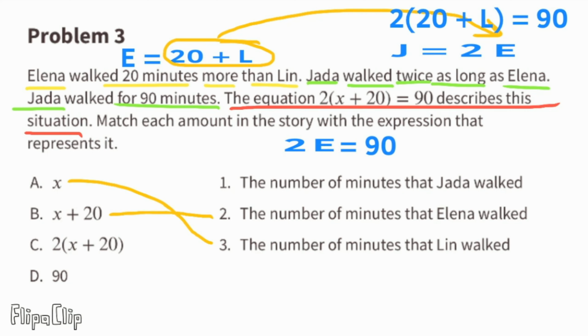B, X plus 20, or 20 plus X, represents 20 plus L, or L plus 20. And that matches number 2, the number of minutes that Elena walked. Let's look at the next one, C. 2 times X plus 20, or 2 times 20 plus X. That's the same as 2 times 20 plus L, or 2 times L plus 20. That represents the number of minutes that Jada walked. And since the number of minutes that Jada walked was equal to 90, situation 1 matches both expression C and D.